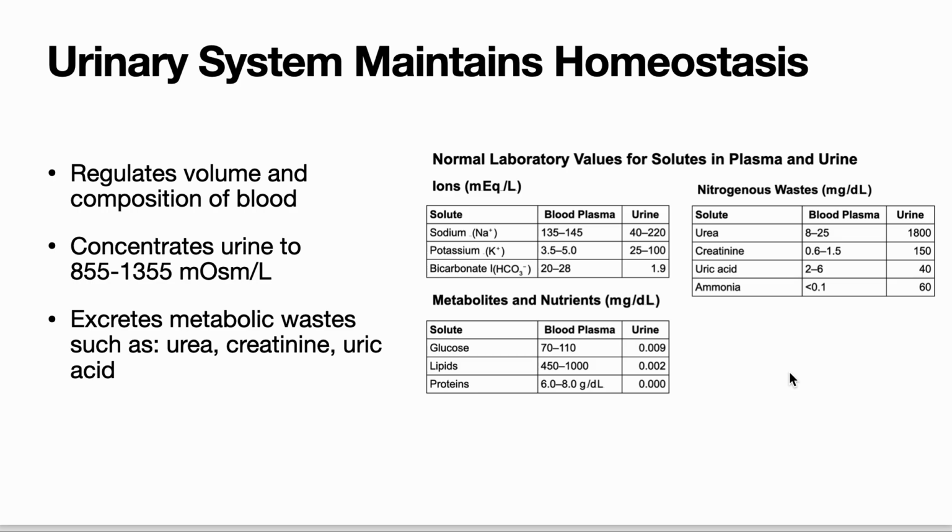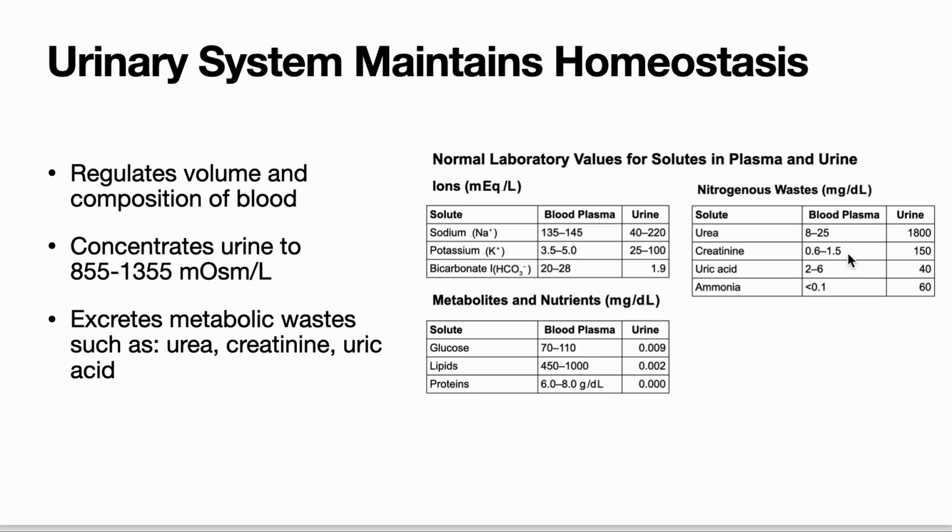We also shouldn't see lipids or any proteins in our urine, but we will see them in the blood. Over here, you can see these are all nitrogenous wastes from breaking down things that have nitrogen in them. When you break down proteins, you produce ammonia, which has nitrogen in it, and that will lead to urea formation. We take the ammonia, which is kind of toxic, and we convert it to urea. So you can see we have a very high concentration of urea in the urine, and we want to keep it pretty low in the blood.